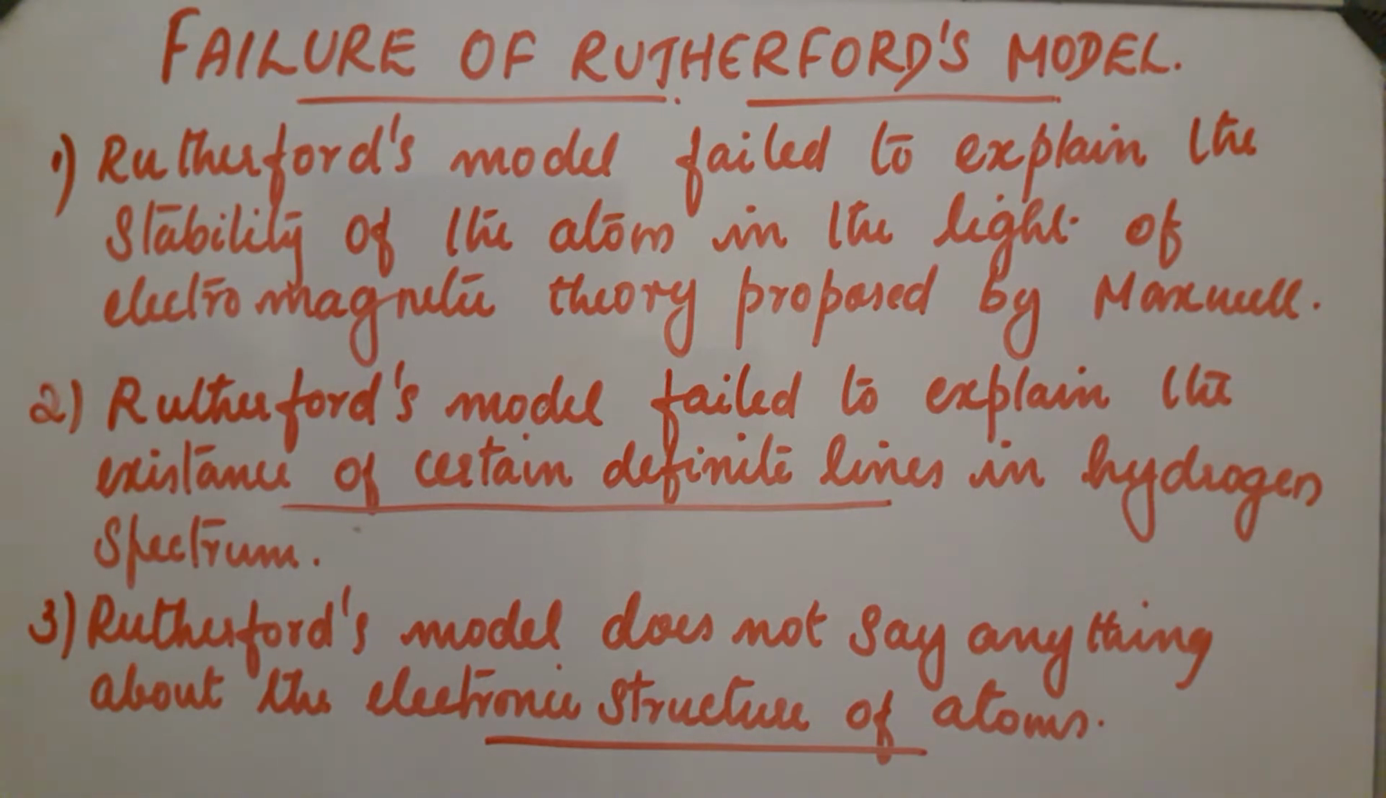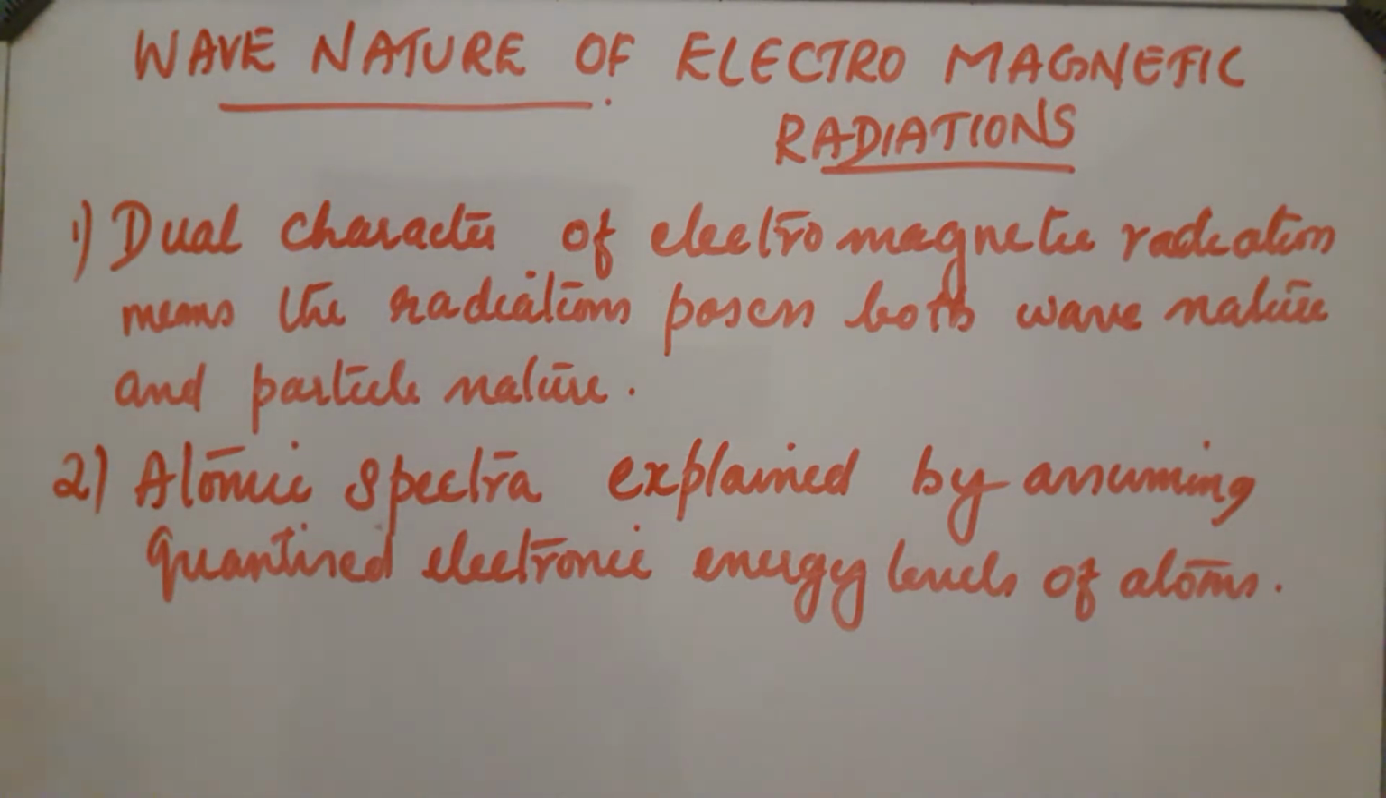What is meant by electronic structure of atom? Rutherford's model explains that there is a nucleus and an electron is revolving around the nucleus. He could not tell anything about the energies of these electrons in the atoms. This is called the electronic structure of atom. Electronic structure of atom explains clearly about the energies of electrons in the atoms. But Rutherford's model could not explain this. Okay. So next we are discussing about the wave nature of electromagnetic radiation.